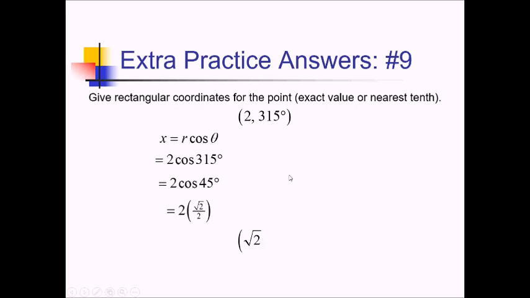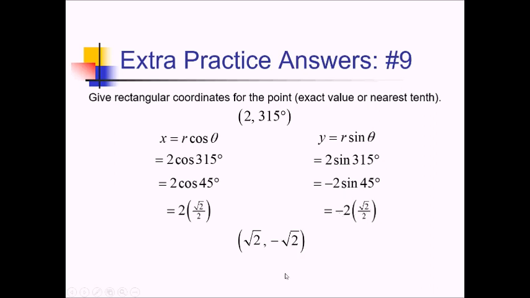Okay, so let's get the y value now. That's going to be r times the sine of theta. So 2 times sine of 315. Still have a reference angle of 45, but now sine is the y value, and down in quadrant 4, below the x-axis, y values are negative. So this is going to be negative 2 times the sine of 45 degrees. Sine of 45 is also radical 2 over 2. So if we cancel out these 2's, we end up with negative radical 2 for the y value.